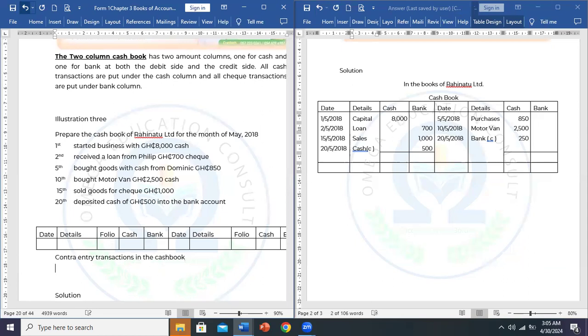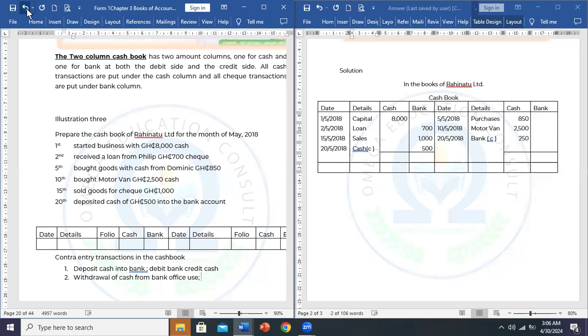One of them is when you deposit cash into bank. And we have just realized that the double entry is you debit bank when you credit the cash. The reverse is when you withdraw. So withdrawal of cash from bank, mostly for office use. For instance, if I'm a business in Wesley Girls, I go to GCB Bank and withdraw cash to the business. That is also a contra entry.